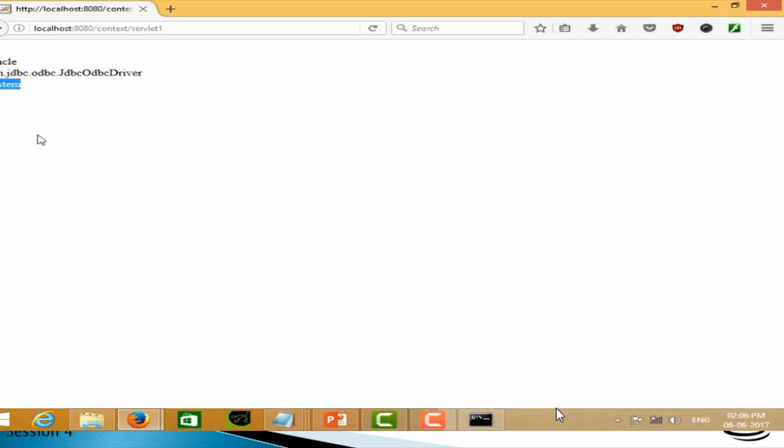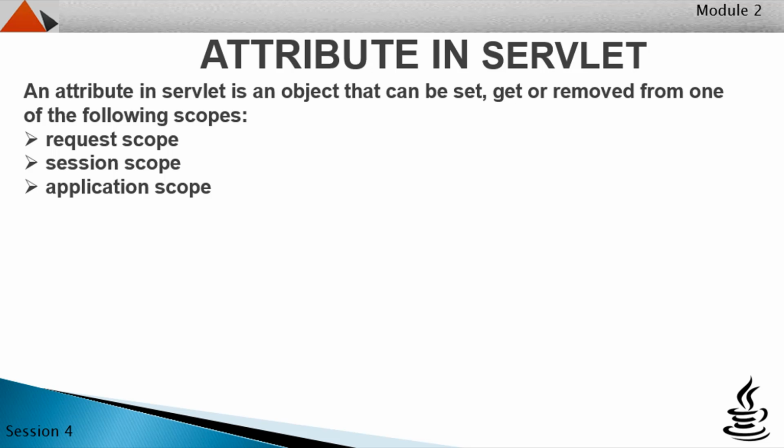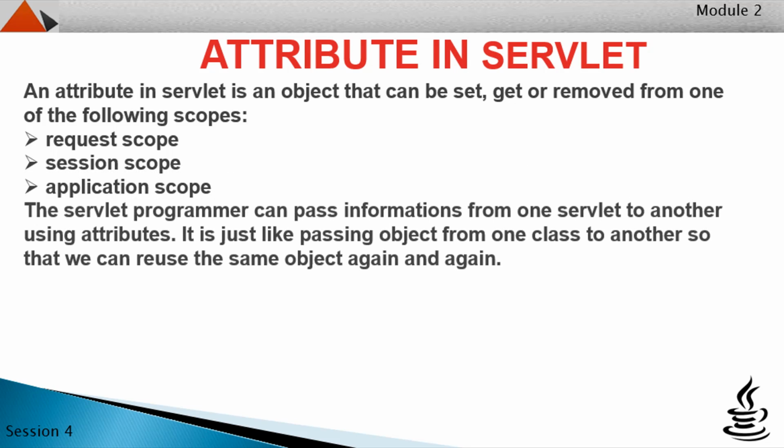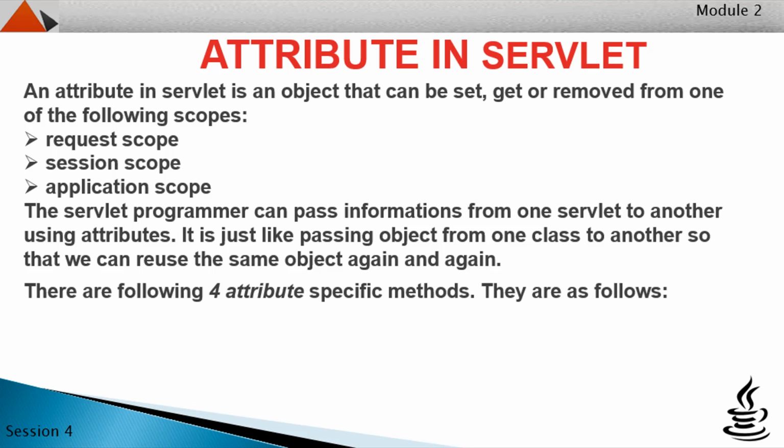Now let's discuss Java Servlet attributes. An attribute in a Servlet is an object that can be set, get, or removed from one of the following scopes: request scope, session scope, or application scope. The Servlet programmer can pass information from one Servlet to another using attributes. It is just like passing an object from one class to another so that we can reuse the same object again and again. There are the following 4 attribute-specific methods.